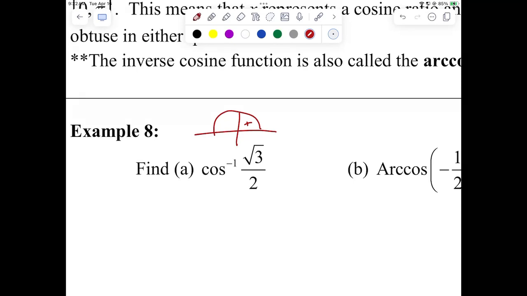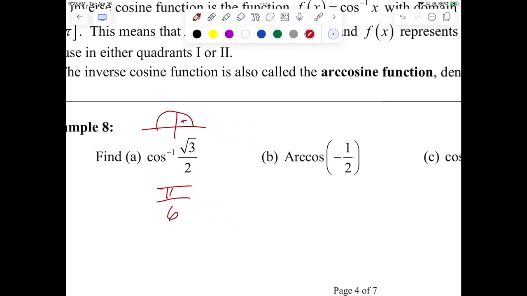Now, what's the other quadrant where cosine is also positive? Quadrant 4. But we're not interested in quadrant 4, are we? The PVR is quadrant 1. So what is the angle in quadrant 1 where the cosine is square root of 3 halves? In other words, cosine of what angle is square root of 3 halves? Using the unit circle inverse, pi 6. There's your answer. Pi 6. Got it? All right.